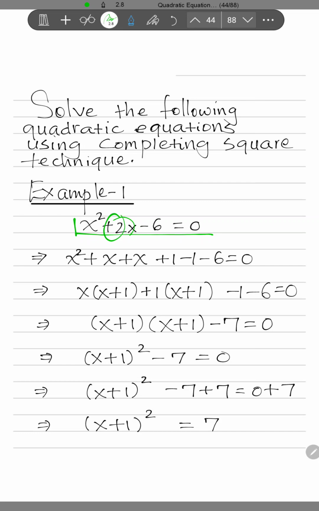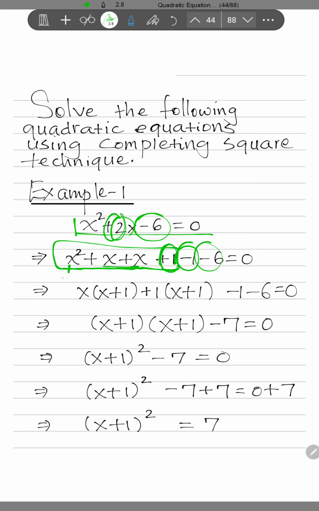Now, what is half of the middle term? The whole is 2x, half of it is x. The coefficient of x is 2, half of it is 1. Then we need to square 1, and 1 squared is 1, okay? So here x squared plus 2x plus 1, which is 1 squared. And because we added 1 here, we need to subtract 1 here. And then originally we have minus 6 here. That's it. Once we set up this, the rest of the things are so easy.